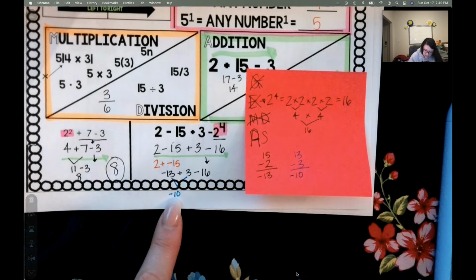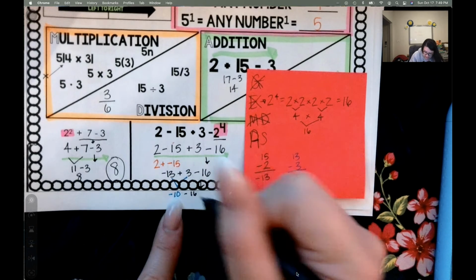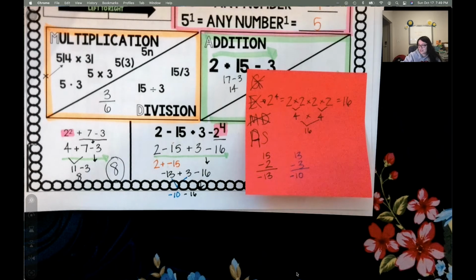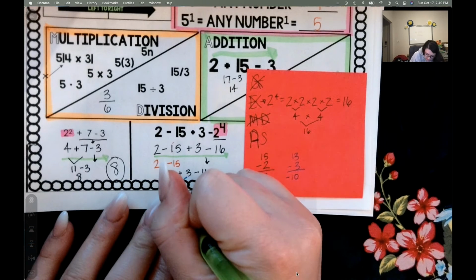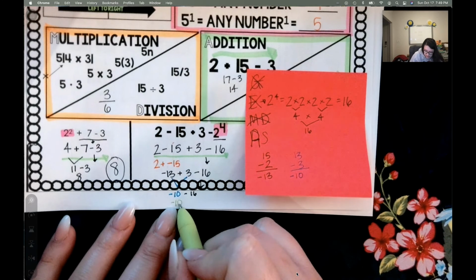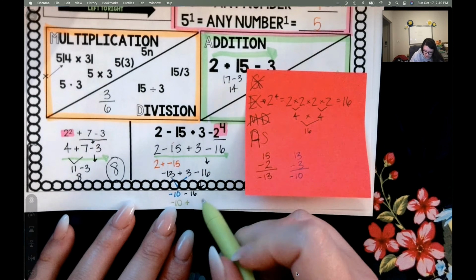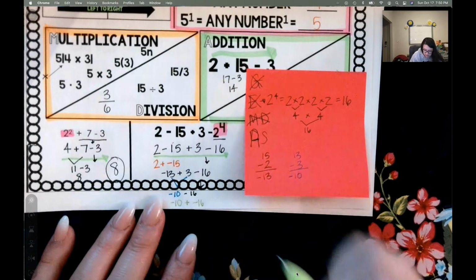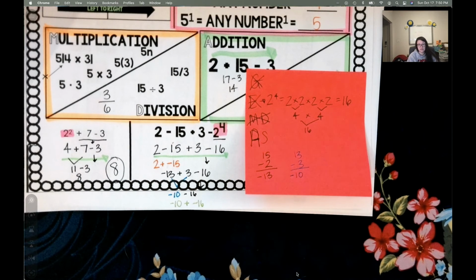And now again, we have to bring down this last bit. So we have negative 10 minus 16. And that looks gross. What do we do with our subtraction problems? Turn them into addition. So now we're going to have negative 10 because we keep our first number the same. Subtraction changes to addition, and 16 becomes negative 16. So now we have negative 10 plus negative 16.